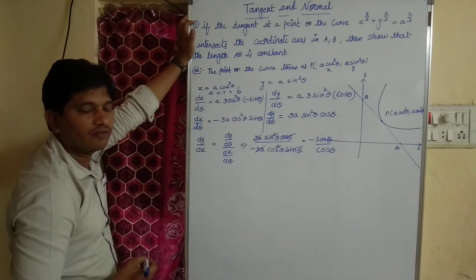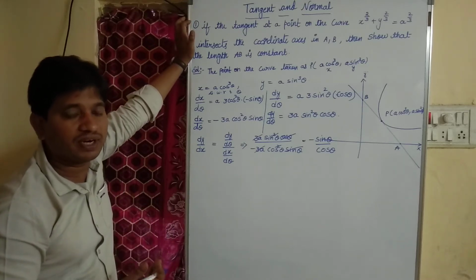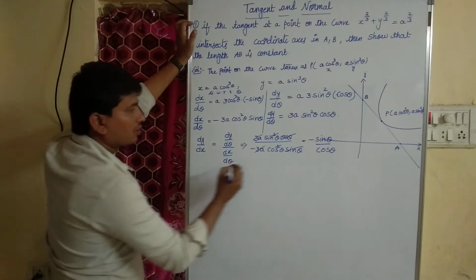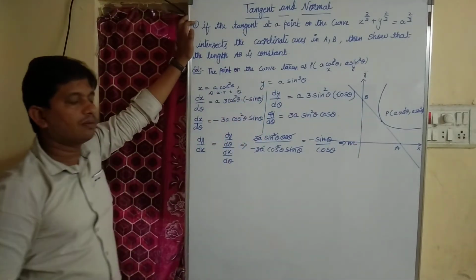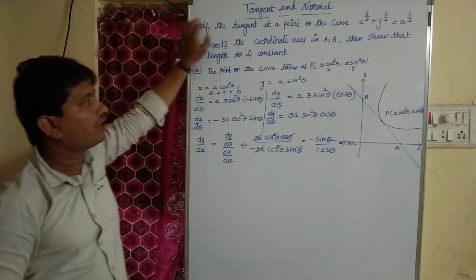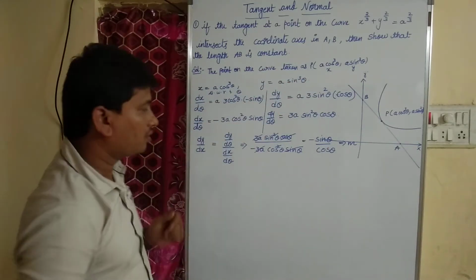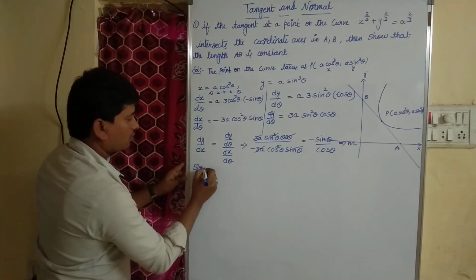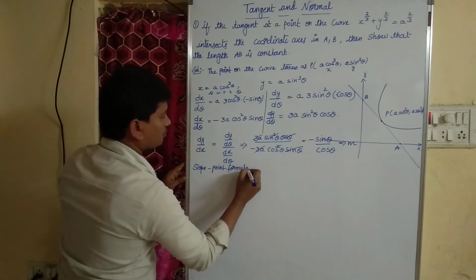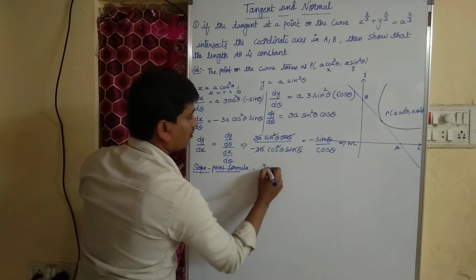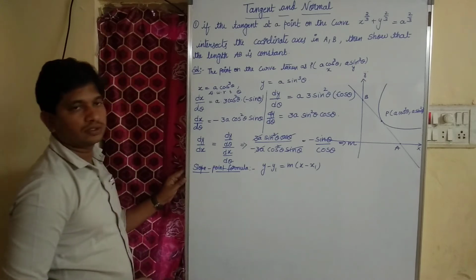As dy by dx, we call it the slope, as we know that differentiation is nothing but the slope. So we got the slope. What is the slope? Slope m equal to minus sin theta by cos theta. Okay, we have the point and slope. What is the slope and point formula? The slope point formula is y minus y1 equal to m into x minus x1.